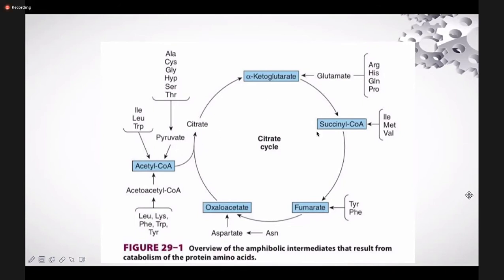and at what point they enter the citric acid cycle. If you can recall from our very first lecture in biosynthesis, it's the other way around: alpha-ketoglutarate goes to glutamate in that direction. This one is now going backward because it's the catabolism, or the breakdown. So if you have memorized our very first lecture, this will be easy for you to recall, because it's just the opposite of that one.